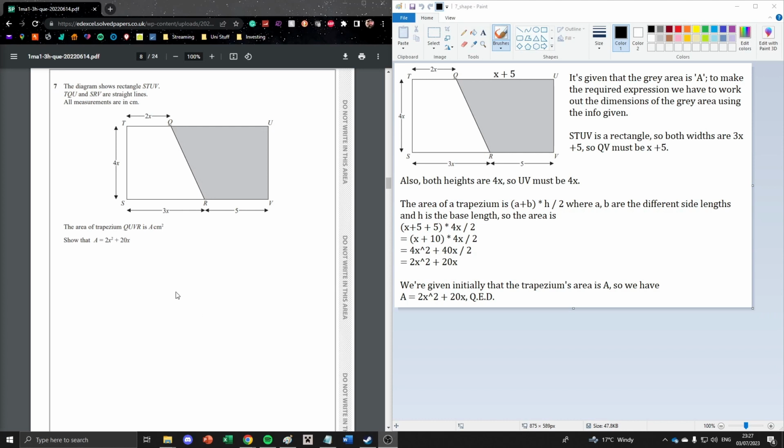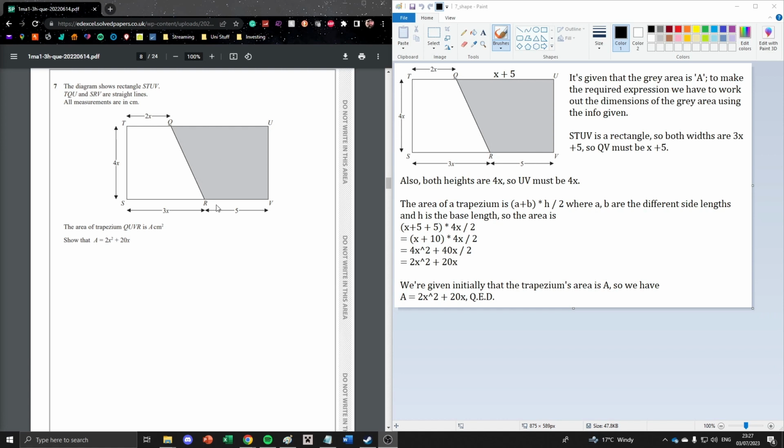Question 7 looks at compound area. So the diagram shows the rectangle STUV. We're told that TQU and SRV are both straight lines, and all the measurements given are in centimeters. We're also told that the area of this trapezium QUVR is a centimeter squared, and we're asked to show that a is equal to 2x squared plus 20x.